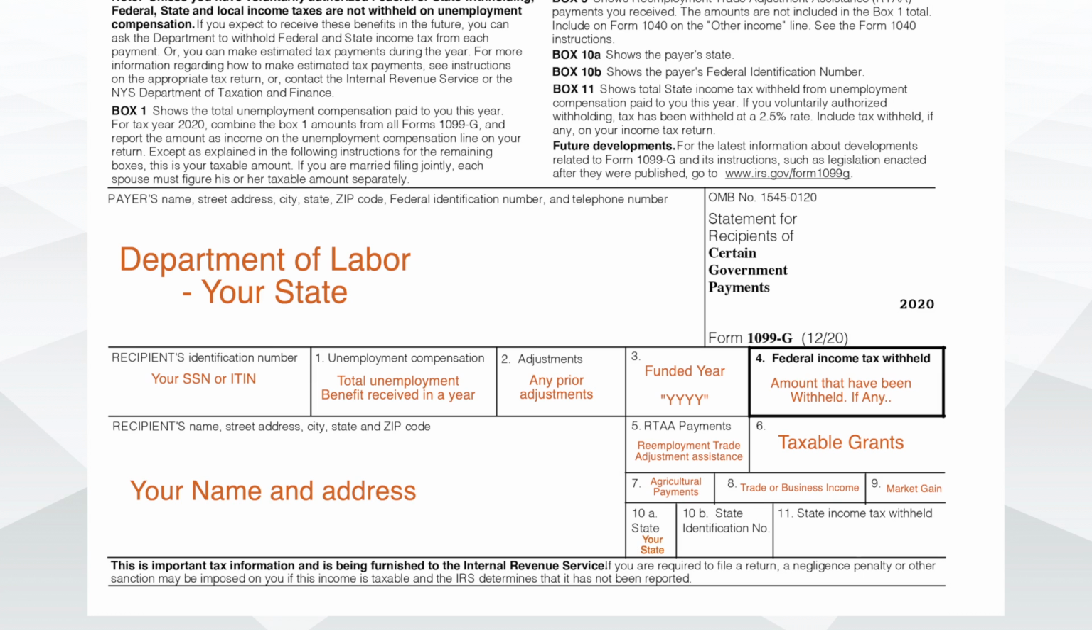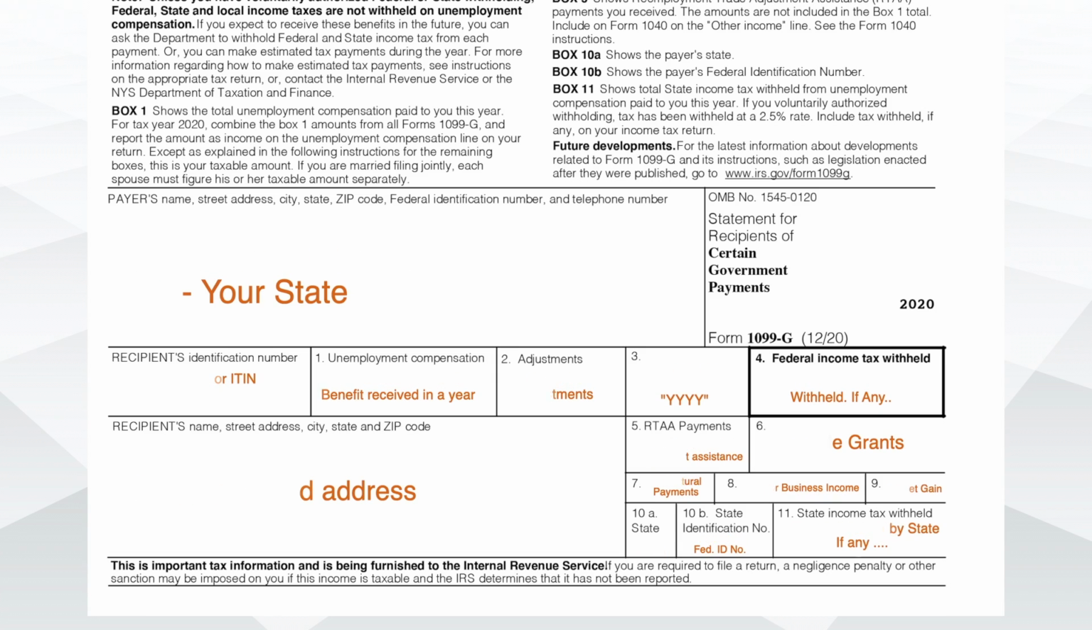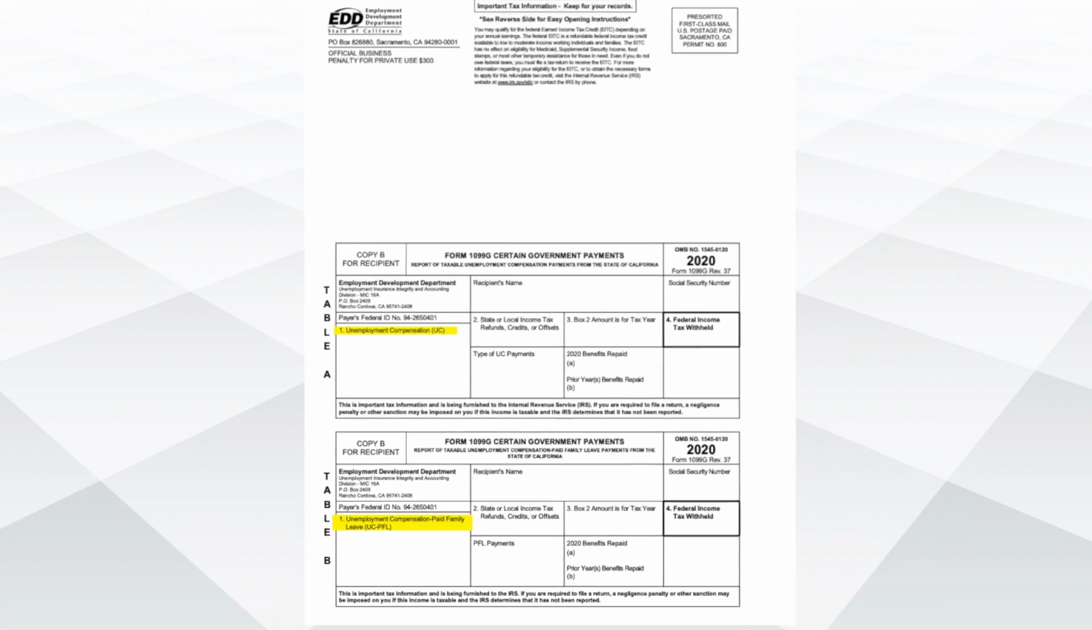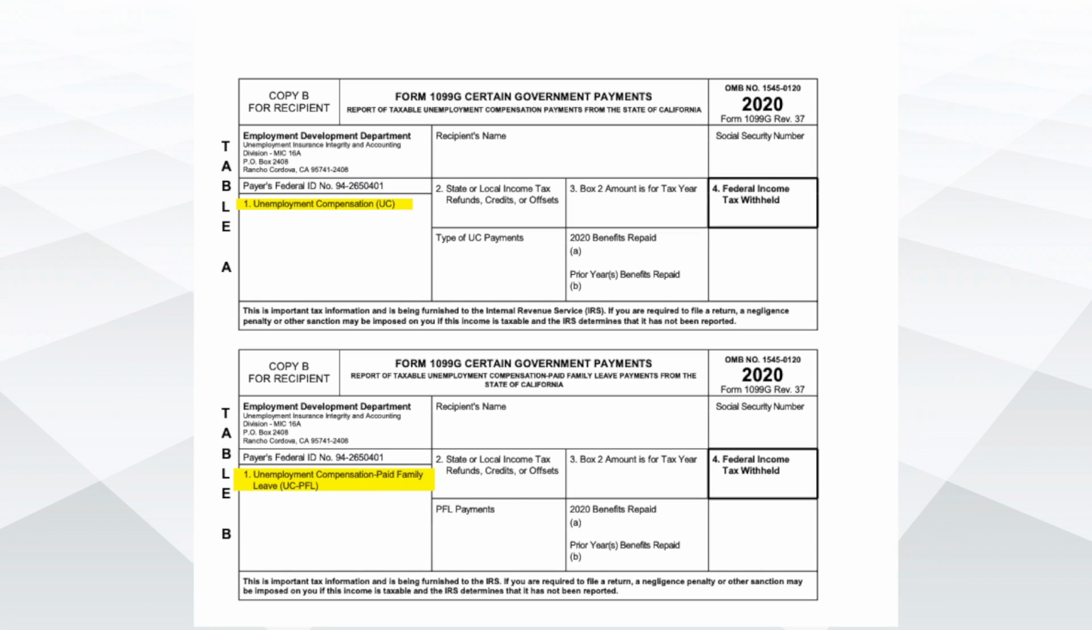Box 10A is for the state, so enter your state here. In Box 10B, enter your state's federal identification number. If you don't know the ID number, then call your local unemployment office and ask them for the ID number. And finally, in Box 11, enter the amount withheld for state income tax, if you have done so. Here is an example of California's 1099-G form, and as you can see, the layout might be a little different, but the details are more or less the same.